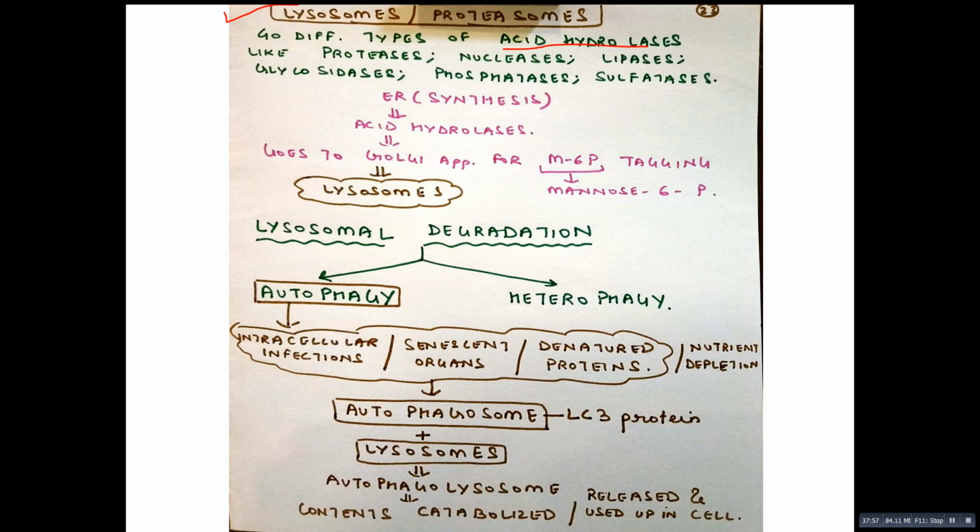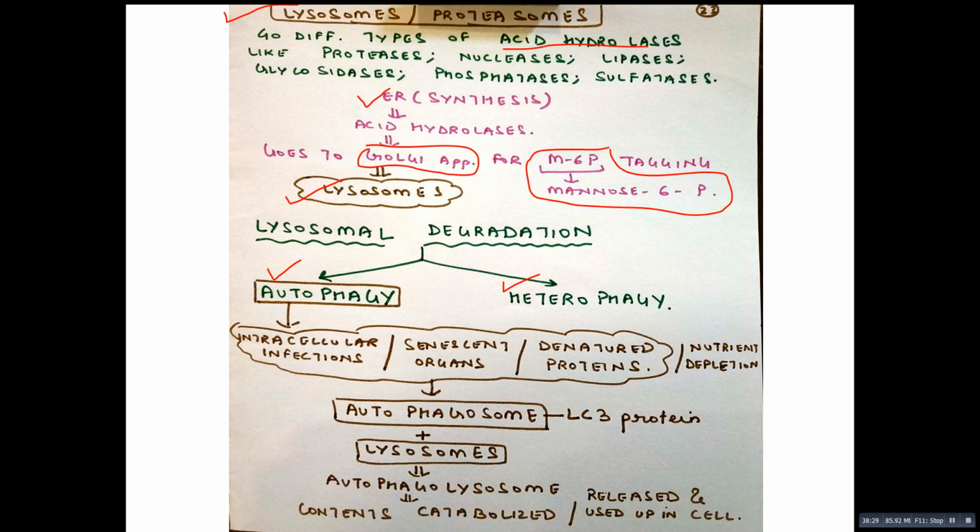Now, lysosomal degradation, as we have seen, has two parts. One is autophagy, one is heterophagy. Now, I have already mentioned that maybe because of any intracellular infection or senescent organelles or denatured protein, or maybe because of nutrition depletion, first an autophagosome will be formed, which has an LC3 protein attached, followed by formation of autophagolysosome, and then the contents are either catabolized or they are released and used up inside the cell.